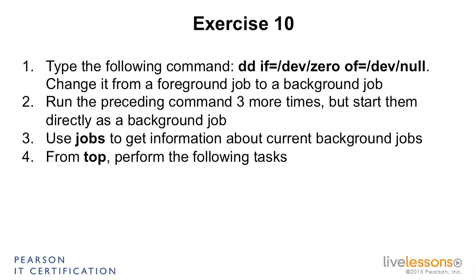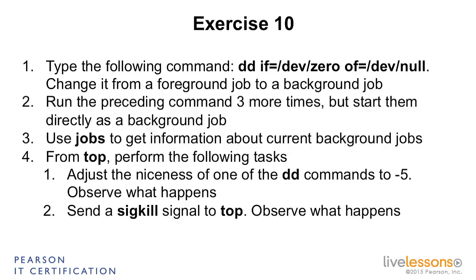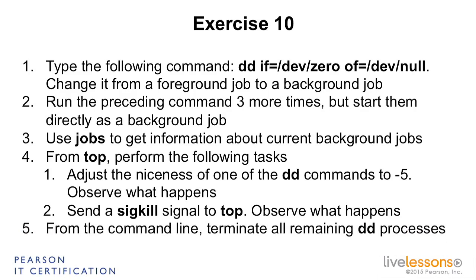So from top, perform the following tasks. First, you can adjust the niceness of one of the dd commands you have just started. Adjust it to -5 and observe what happens. And then you can send a SIGKILL signal to the top command and observe what happens as well. And from the command line, you can next terminate all of the remaining dd processes. And that gives you an impression of some of the management tasks that you can do related to processes on your system.